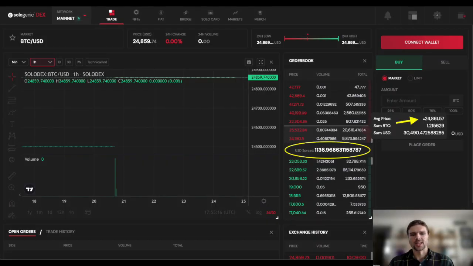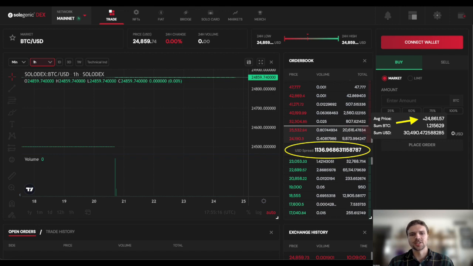On the Sologenic Dex, you can calculate the expected slippage based on the current available orders. For example, let's say you want to place a market order to buy 1.2 Bitcoin via the BTC Bitstamp USD trading pair on the XRPL Dex. The buy order will execute based on the current liquidity available through the open sell orders on the order book.